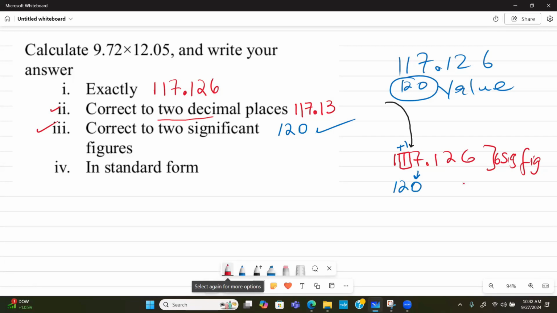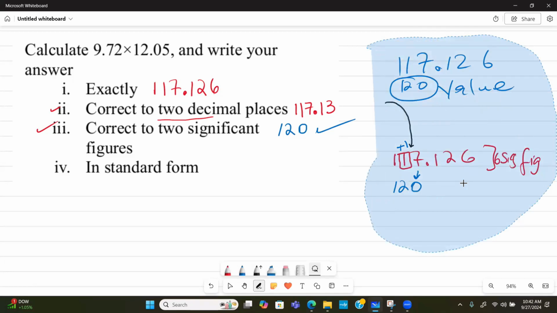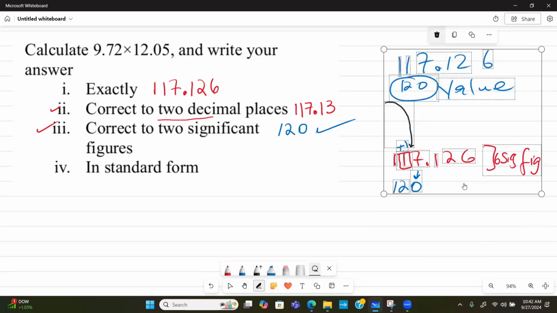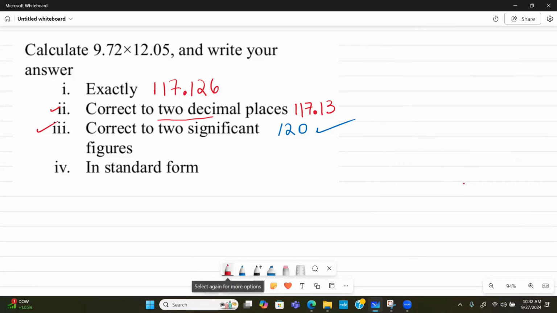Again, we're going to represent 117.126. We want to represent this in standard form. Remember, again, standard form is written in the format a times 10 raised to the n, where a is a number less than 10, but it is greater than or equal to 1. N is an integer. What are integers?